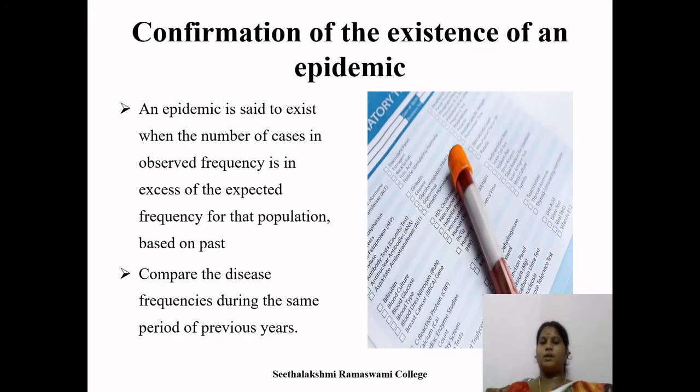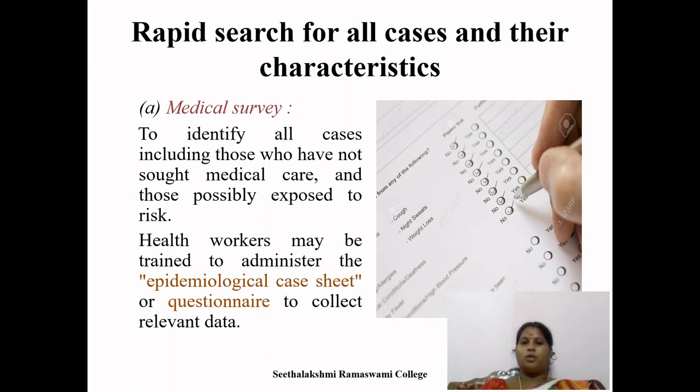The next step is confirmation of the existence of an epidemic. An epidemic is said to exist when the observed frequency of cases is in excess of the expected frequency for the population, based on past experience. This is done by comparing the disease frequency during the same period of previous years.